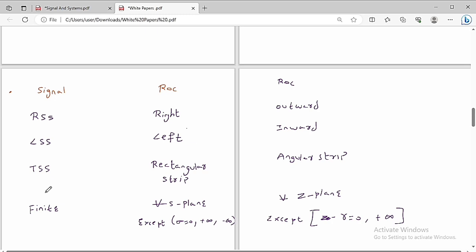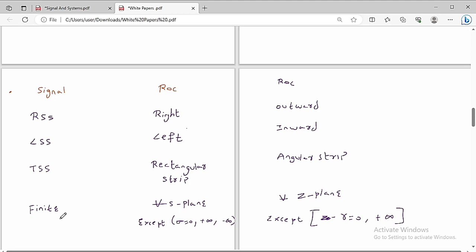If the given signal is a two-sided signal, meaning f of t is not equal to 0 for t from minus infinity to plus infinity, then the ROC is a rectangular strip, between the two sigmas in the S plane, and also an annular strip between the two circles, or between the two radii, in the Z plane.